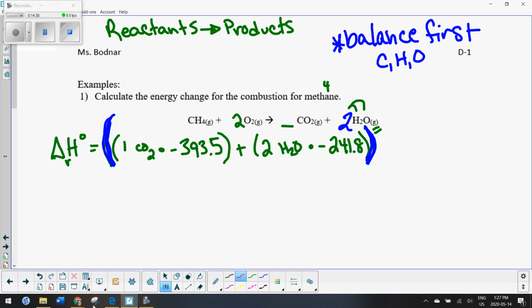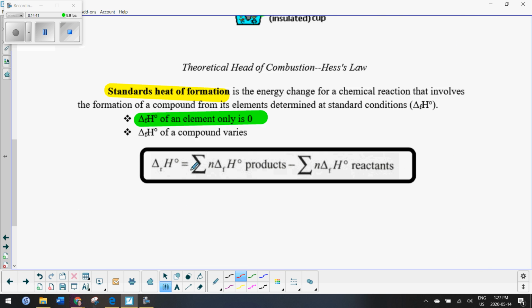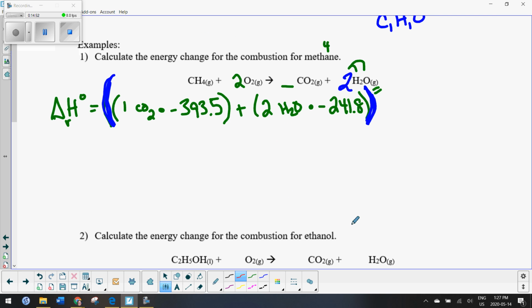Okay, so let's go back to the formula here. So the sum of the moles times the heat of formation of the products minus. Okay, so I know that between these 2, I have to minus. And I'm making this big so that you can see it and not forget about it. Okay, now I'm going to go to the reactant side. Okay, so I have CH4. How many of them do I have? 1. Okay, so I'm going to put 1 CH4 times.